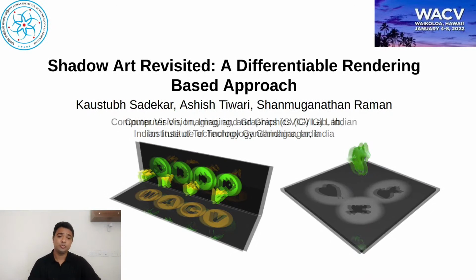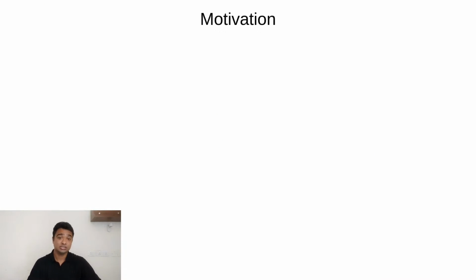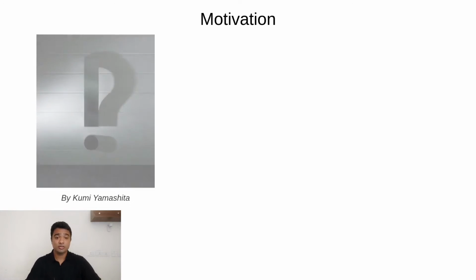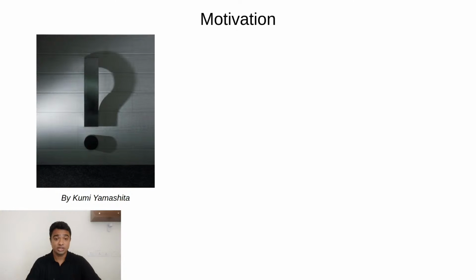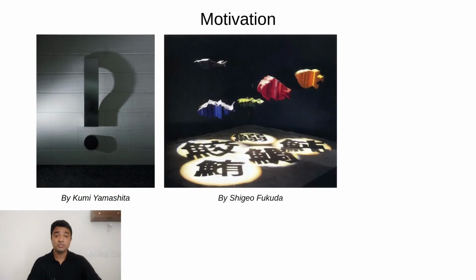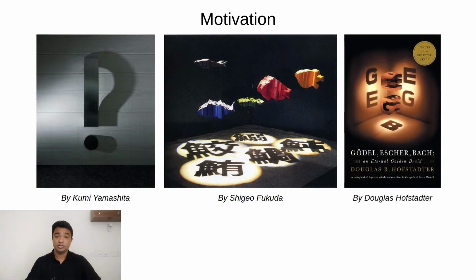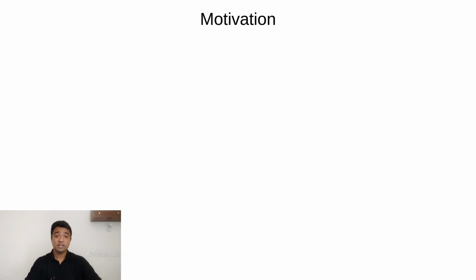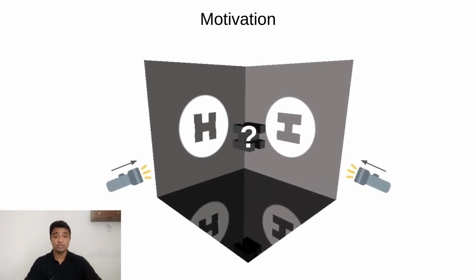Now in the past, various artists have created such shadow art sculptures. Like this one from the artist Kumi Yamashita. It looks like a question mark from one side and an exclamatory mark from the other. Then we have the famous aquarium of floating letters by Shigeo Fukuda, and even the famous book cover by Douglas Hofstadter. Now the question is, can we design an algorithm to create such artistic 3D sculptures?